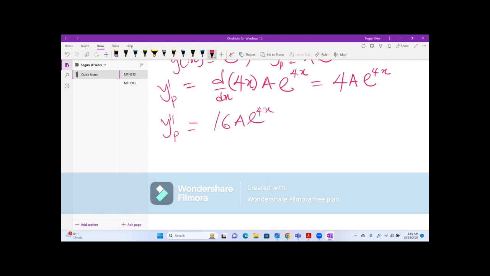Four times 4. So we can go ahead and substitute in our equation. So we have it to be what? 16a exponential 4x plus 3 into 4a exponential 4x plus 2a exponential 4x equals exponential 4x.